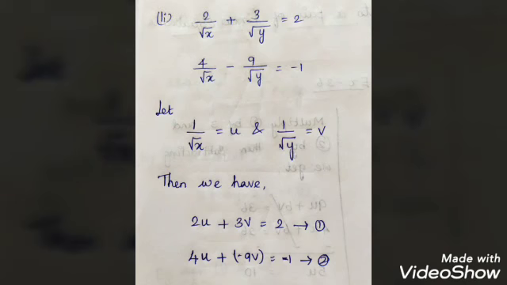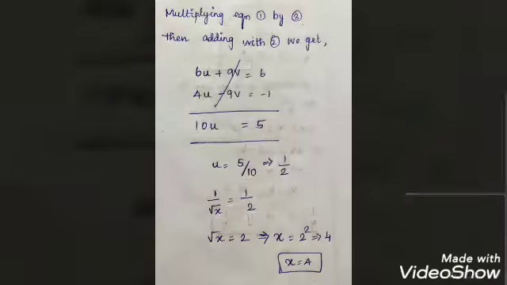Next subdivision: 2 by root x plus 3 by root y equal to 2, 4 by root x minus 9 by root y equal to minus 1. The same thing, but here we take 1 by root x as u and 1 by root y as v. So what will we have? 2u plus 3v equal to 2. 4u minus 9v equal to minus 1. That is equation number 1 and this is equation number 2. Next, we have to solve using the elimination method, cancelling one variable. So multiply equation number 1 by 3, then add.